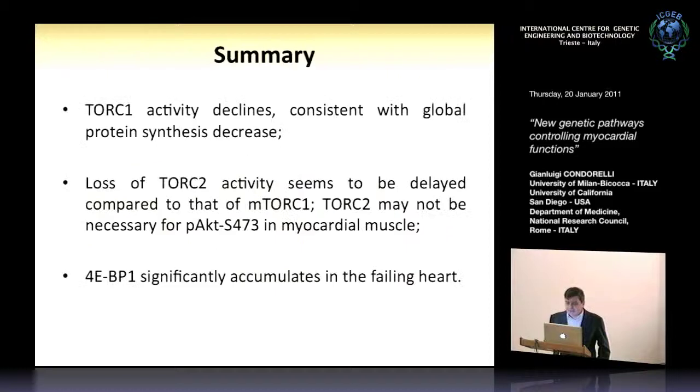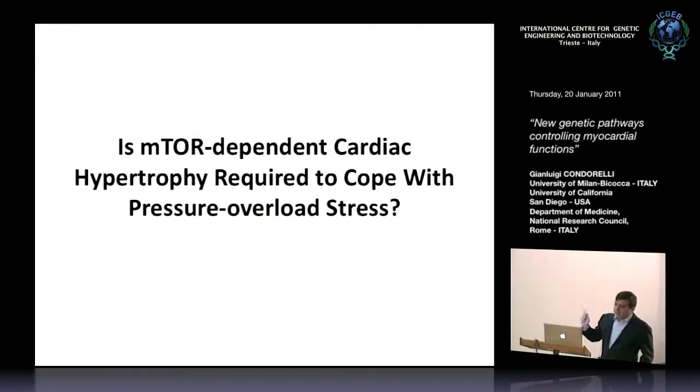So this is a summary, as I showed you. The 4E-BP1 increased significantly. Now another question, a small question we can answer with this model. In the literature, there is a lot of question whether hypertrophy is good or bad for the heart to cope with stress. So the idea now is to see, since these mice don't develop hypertrophy, what happens to cardiac function if you induce hypertrophy in a situation where you have less mTOR: is the cardiac function better or worse?